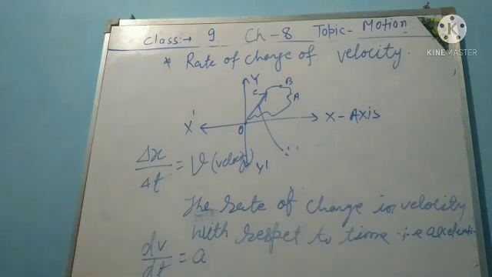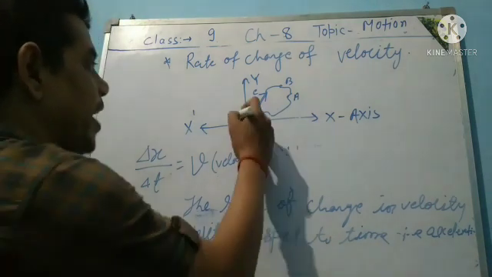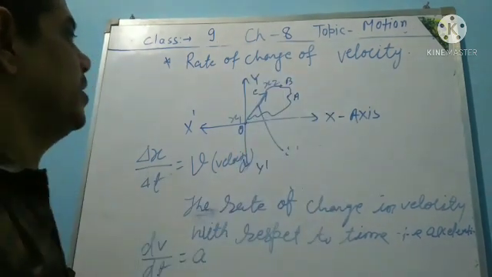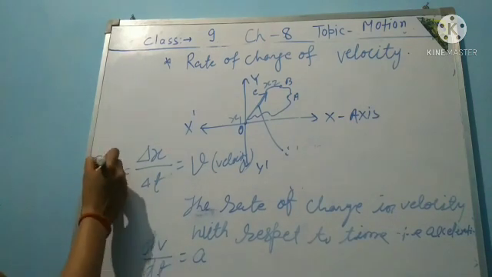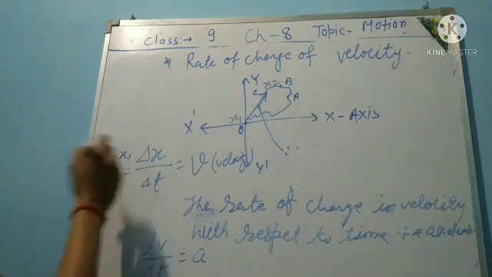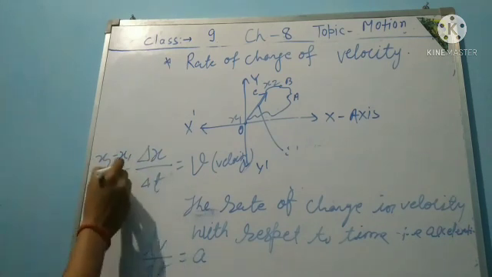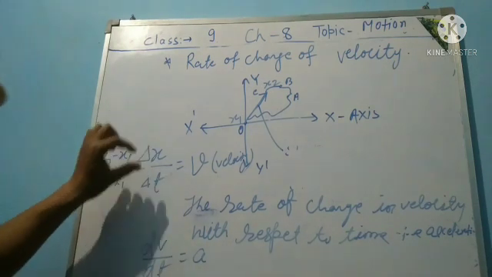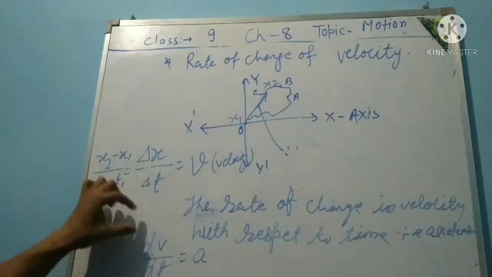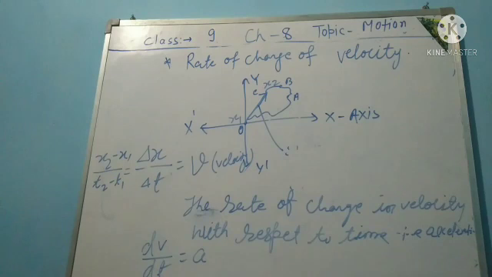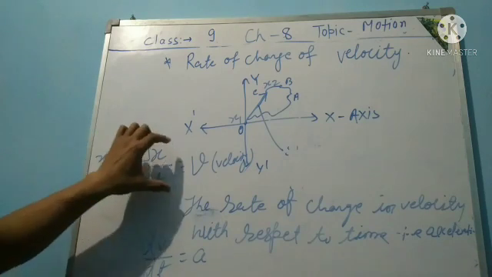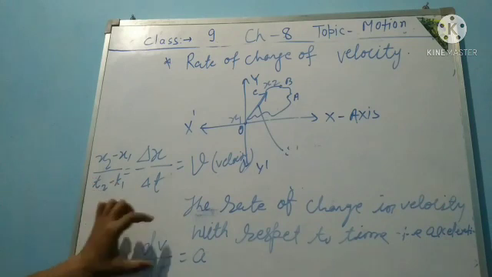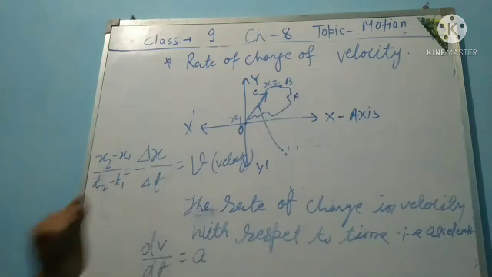Means change in velocity, change in displacement. Change in displacement means x1 point to x2 point, that is say x2 minus x1, that is change in displacement. Del t, t2 minus t1, that is change in time. So that is velocity, rate of change in displacement with respect to time, that is velocity. The rate of change in velocity with respect to time, that is acceleration.